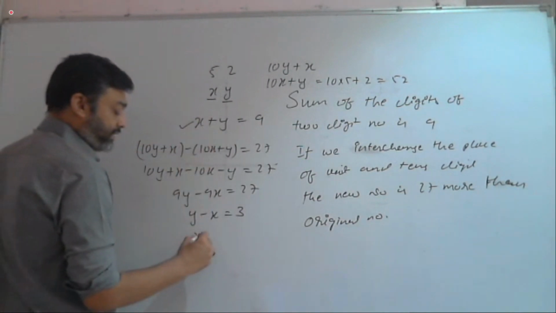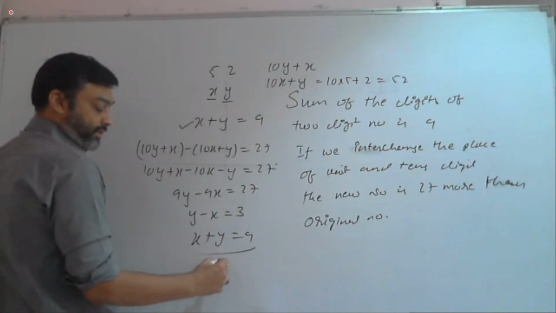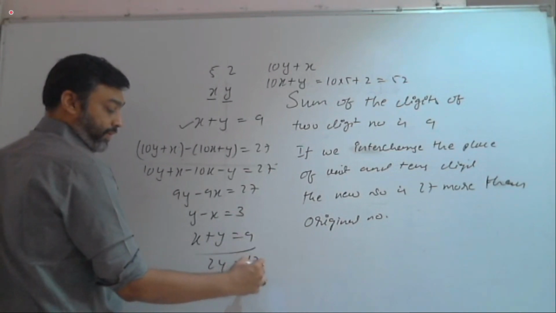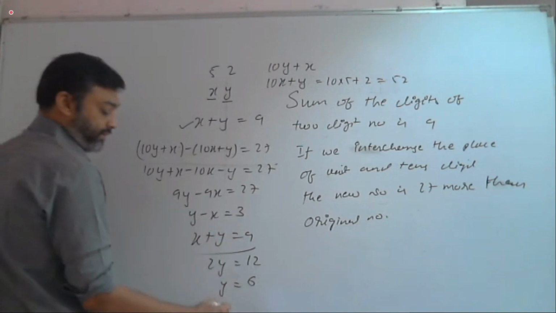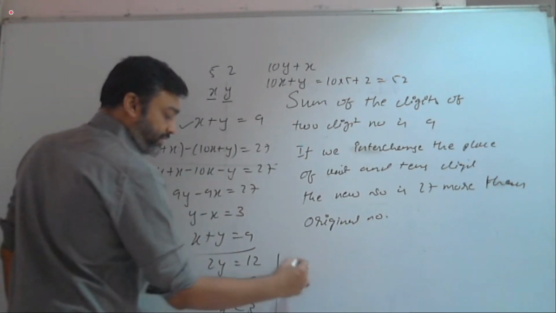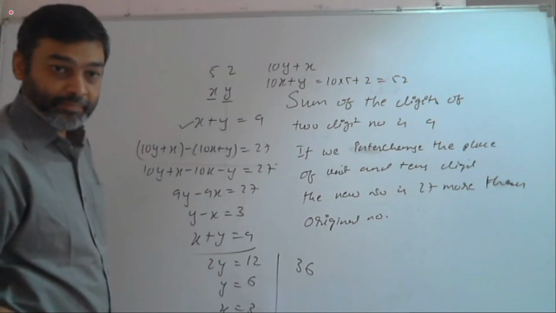The first equation was x plus y equal to 9. Just add them and you get your answer. Like x cancels out, so 2y is equal to 12. So y is 6. Putting y in this equation, you get x equal to 3. And therefore your number is 36. Everyone clear in this?